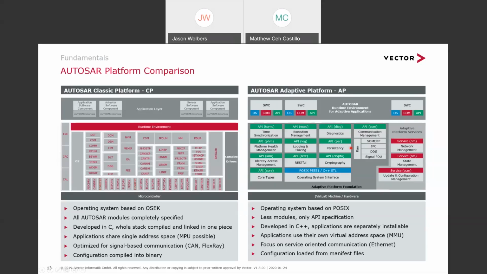We have persistency. This is the equivalent of the AUTOSAR Classic NVM stack. This provides access to non-volatile, what they call key value storage for storing individual pieces of information like NVM blocks. And then there's also file stream based storage if you want to use that.